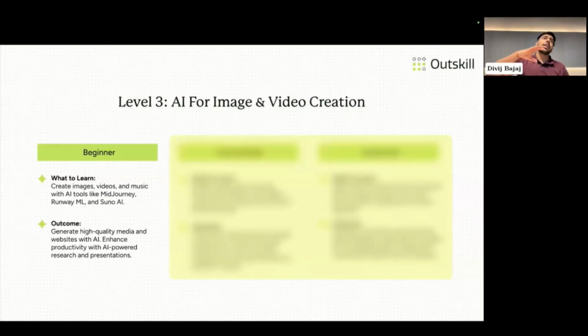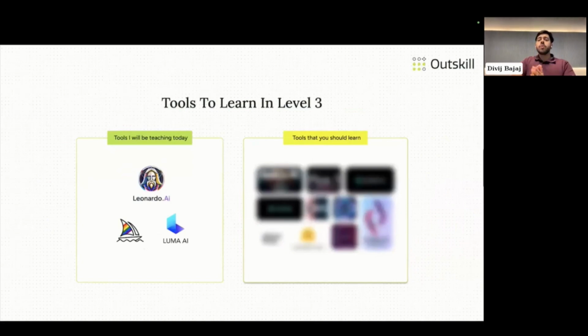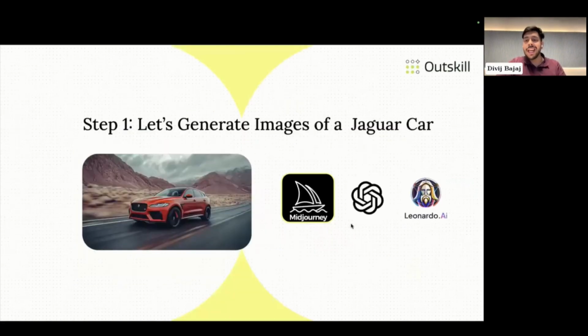The tools we will be looking at in level 3: I'll be generating an image from Midjourney, I can use Leonardo AI, I can use ChatGPT, which also has image generation capabilities, and then I will use Kling AI to make a full-fledged short video. So let's get our first step done. I need an image as an input, and then one tool which will convert that image to a shot of a video.